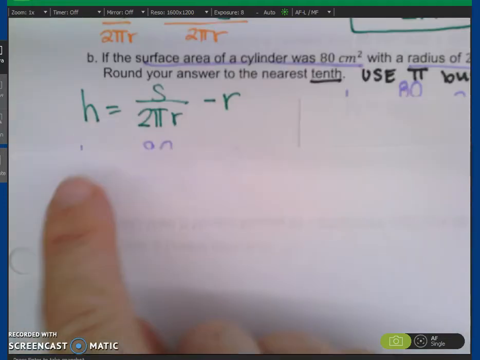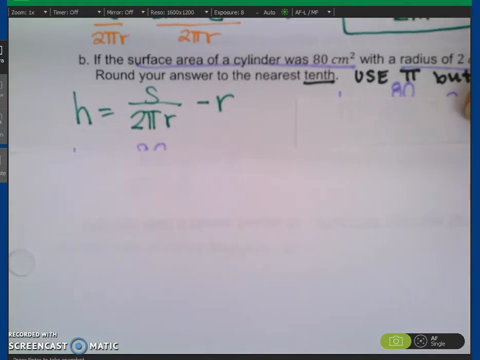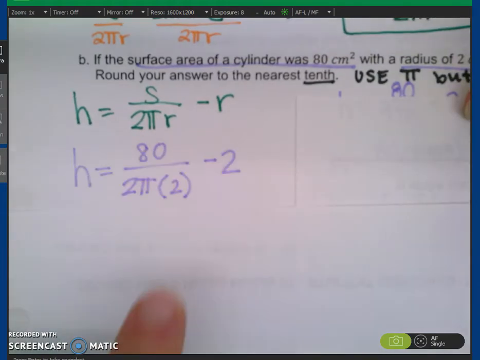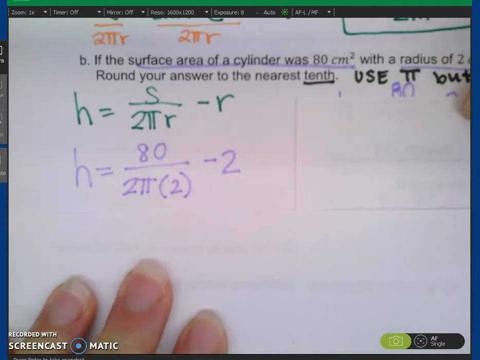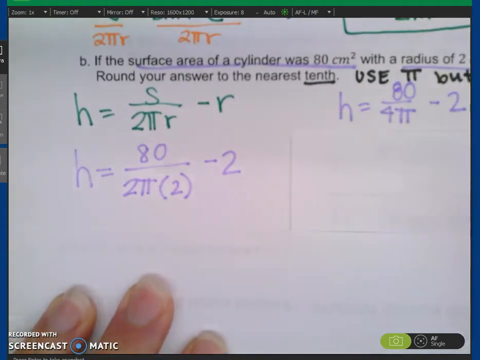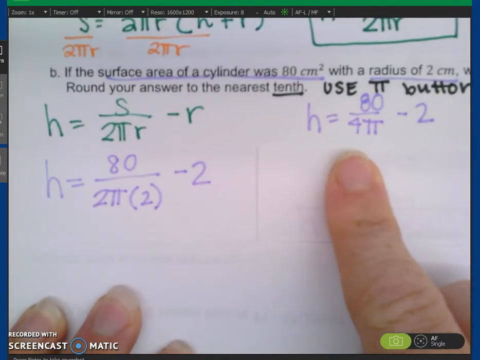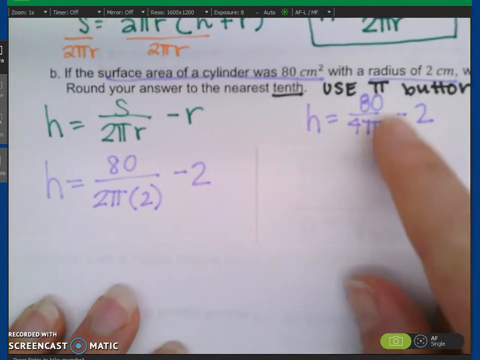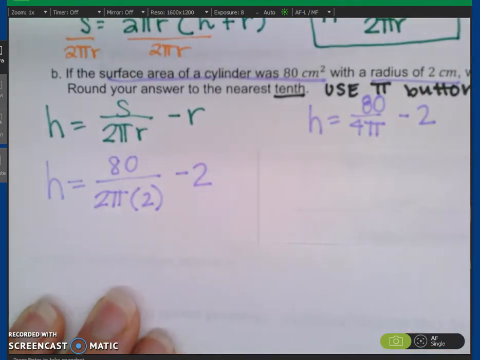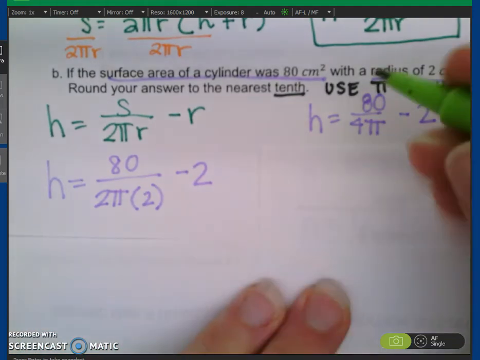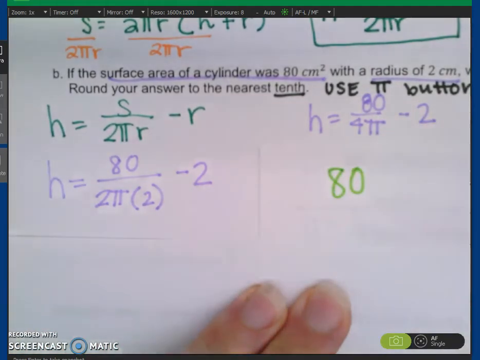Let's see how we did. So when we substituted in 80 for s, 2 for the radius using our parentheses, and simplified, we ended up with 80 divided by 4 pi all minus 2. Notice we need to calculate this in our calculator first, 80 divided by 4 pi, and then subtract the 2. When you're putting this into your calculator, be careful because parentheses are really important.